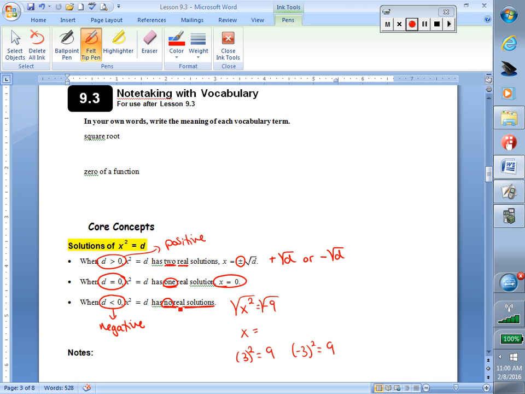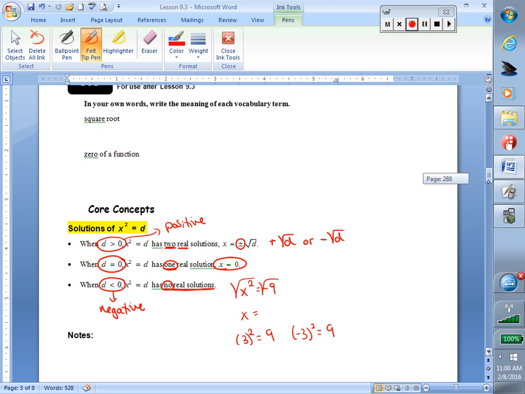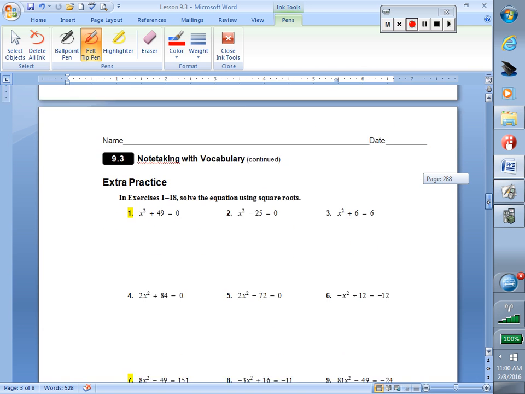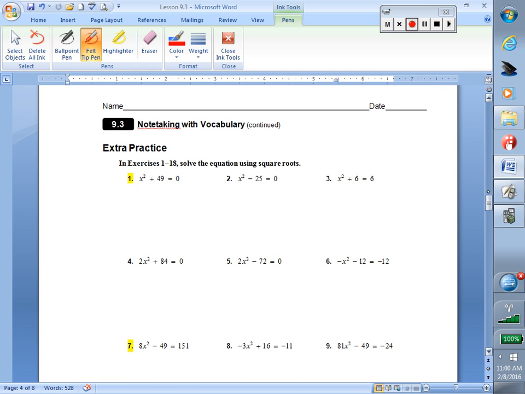So here are three possibilities. Square root of a positive number, we're going to have the plus or minus, so positive or negative. Square root of 0, our only solution is going to be 0. Try to take the square root of a negative, we're not going to have any real solutions. So these are our three possibilities. So let's go on to the next page and let's dive into this.